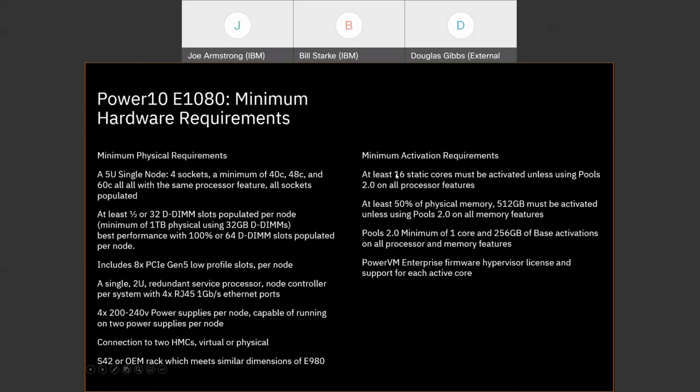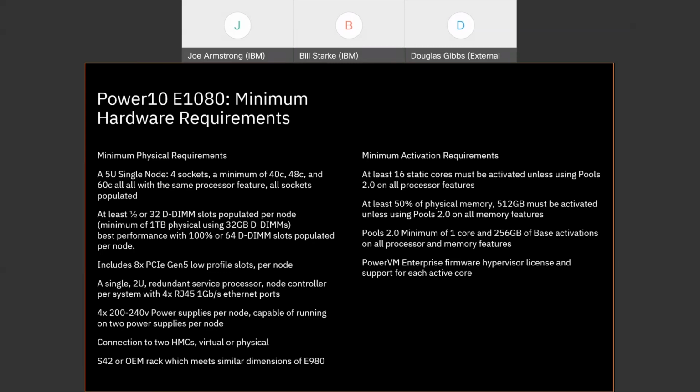And some of the minimum activations. Of all the cores you have in the system, 16 have to be active for static cores. That is only if you don't use pools. We'll talk a little bit about that in just a second. And 50% of the memory has to be active in the system. Okay, now if your system is a pooled system, if you have PEP 2.0 in here, it's the same as we had for Power9. You only need one base core and 256 gig of memory for base activations.